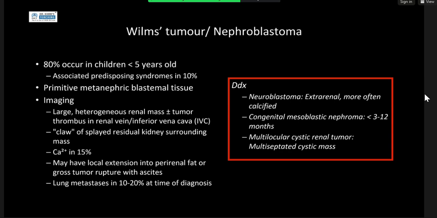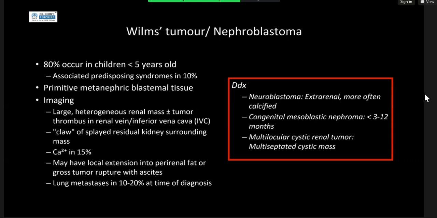Okay, so it arises from primitive metanephric blastemal tissue, and you have this very large heterogeneous renal mass, which you can also see tumor thrombus, but then we don't have here going into the renal vein, IVC. And what's seen here is actually a claw sign, which I'll show you in a different picture. And you can sometimes get calcification in Wilms, but that's more commonly seen in neuroblastoma.